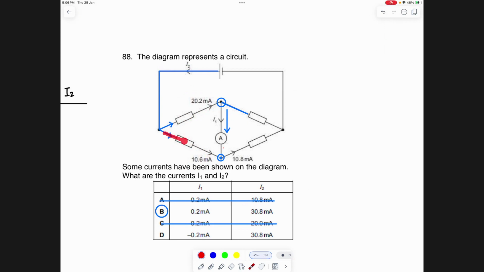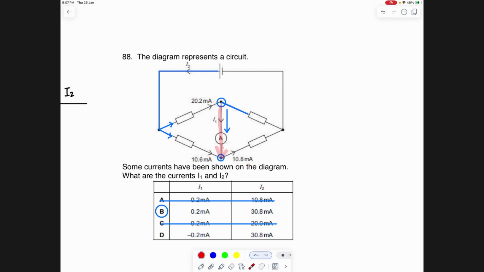But then when you come here to this junction, how much current is coming in? 10.6. How much current is leaving? 10.8, right? Is it same? No, right? How much is the difference? 0.2. Now, was it an increase in 0.2 or decrease in 0.2? Increase, right? So that should be a positive value. If it was like 0.4 here, then it would have been minus 0.2.